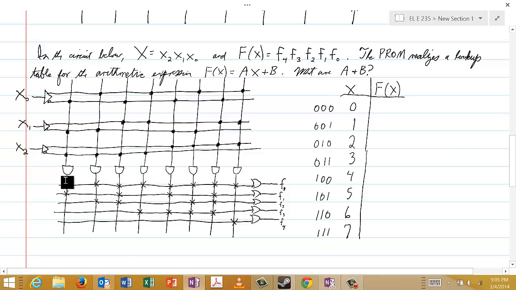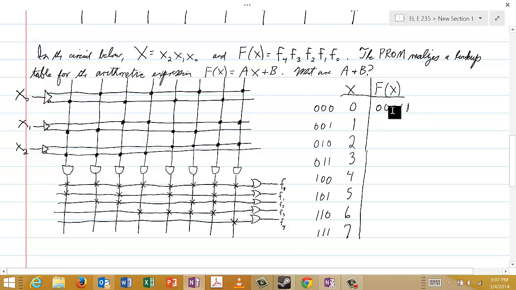So, we have a 1 here on this first line, and we'll have a 0 on all of the other lines. Therefore, when we put in 0, 0, 0 for x2, x1, and x0, what we will see for the F output is, since F4 doesn't have a connection on this first line, it will be 0. Since F3 does not have a connection on this first line, it will be 0. Since F2 does not have a connection on this first line, it will be 0. But we see that F1 and F0 do have connections on this first line, so both of them will be equal to 1. Remember, F4 is the leftmost bit, and F0 is the rightmost bit. F4, F3, and F2 don't have connections on this first line, so all three will be 0, and then 1, 1.